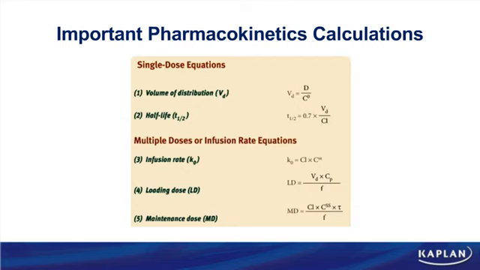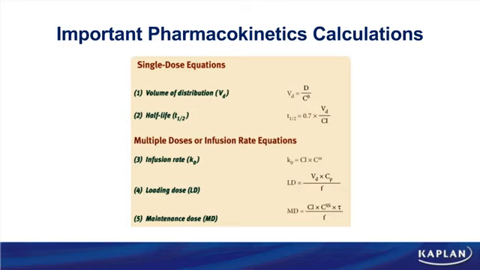It's pretty simple. It's got 3 variables. Volume of distribution is dose divided by C0. And if you know 2 of those, you can pretty easily calculate the third. It's very unlikely that you're going to have to calculate half-life using this equation, 0.7 times VD divided by clearance. I wouldn't say to not learn the equation, though.